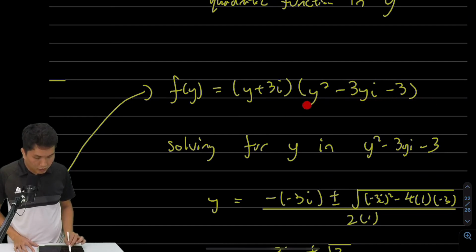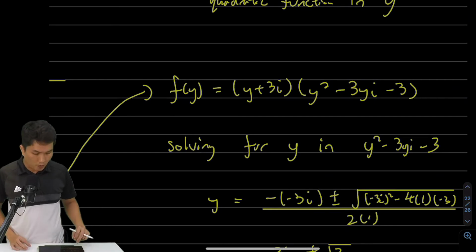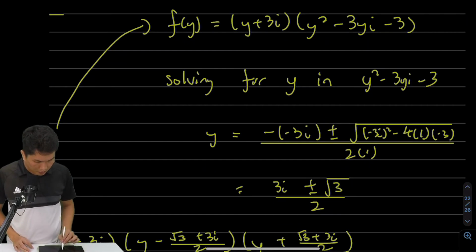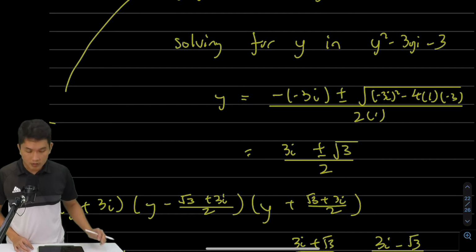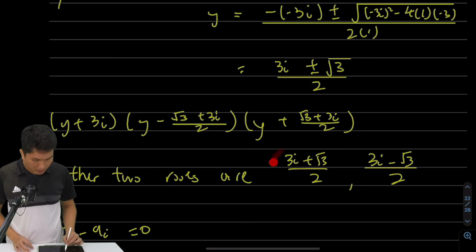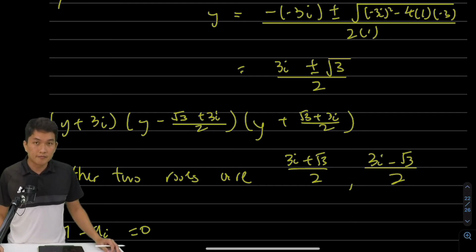Next, I want to know what are the two roots inside here. I'm going to use the quadratic formula. y equals minus b plus minus square root of b squared minus 4ac, over 2a. So just do that, and you'll get 3i plus minus square root 3, all divided by 2. So the other two roots are going to be 3i plus root 3 all over 2, and 3i minus root 3 all over 2. That is the answer for part 2.